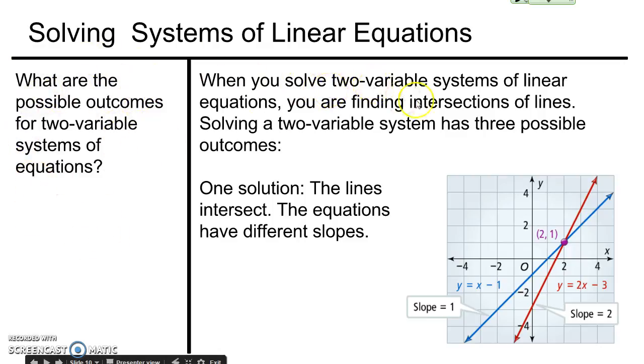What are the possible outcomes for 2 variable systems of equations? When you solve 2 variable systems of linear equations, you are finding intersections of lines, we said earlier. Solving a 2 variable system has 3 possible outcomes. This is the first outcome. If it has one solution, the lines intersect at one point. And remember that means the lines have different slopes. We learned this earlier in the year. You still need to know it now. So I would underline this here. For one solution, the equations have different slopes. That is what is going to make them cross at one point.